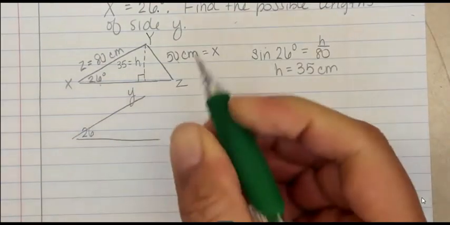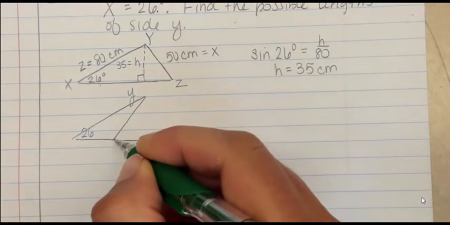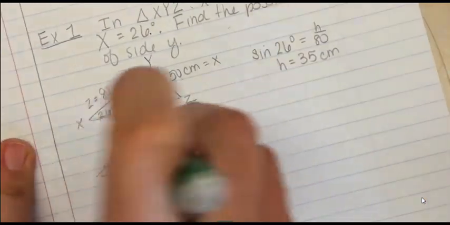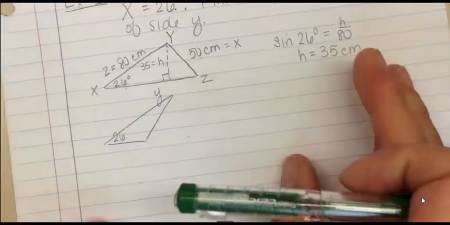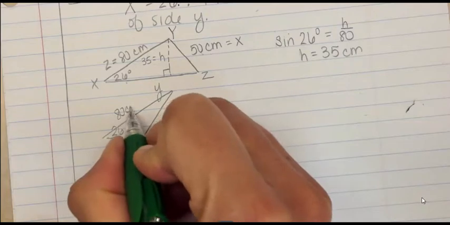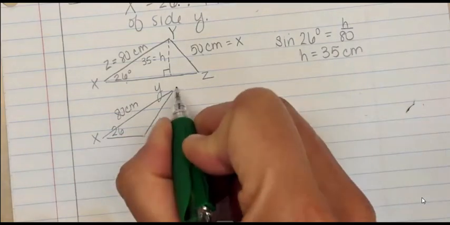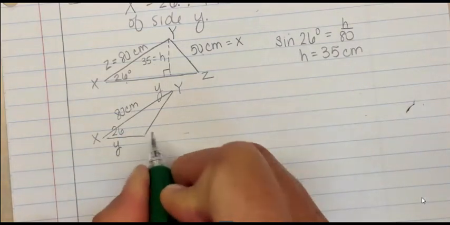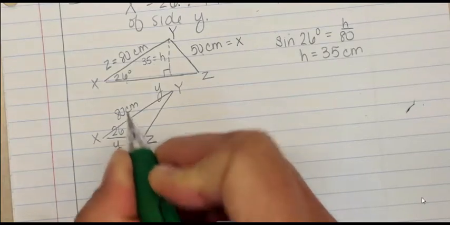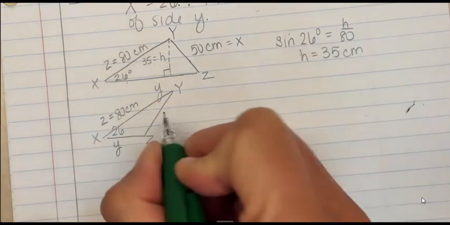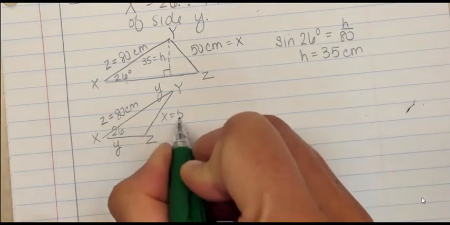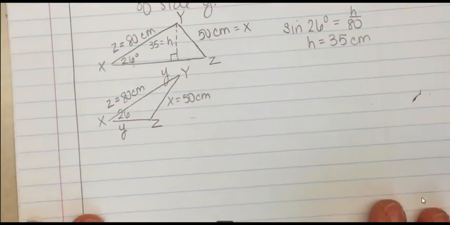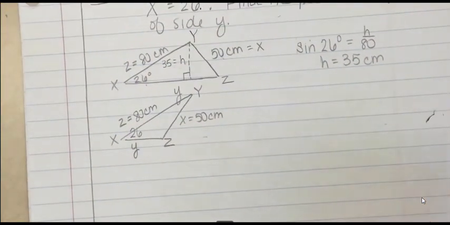Oh, that's too big. Looks something like that. So this was 80 centimeters. I like to draw out all the triangles too. Okay, so that's my other possibility.